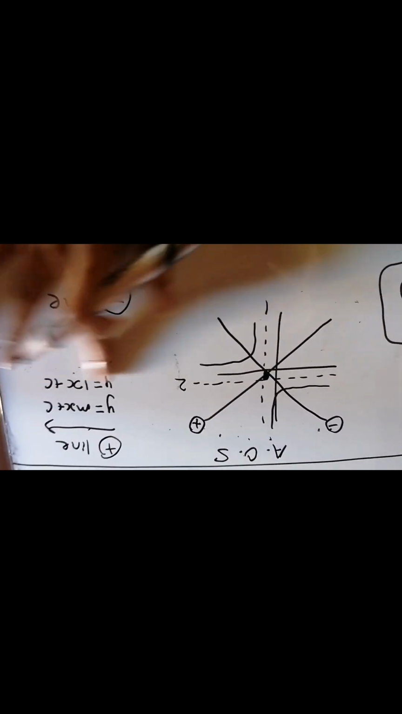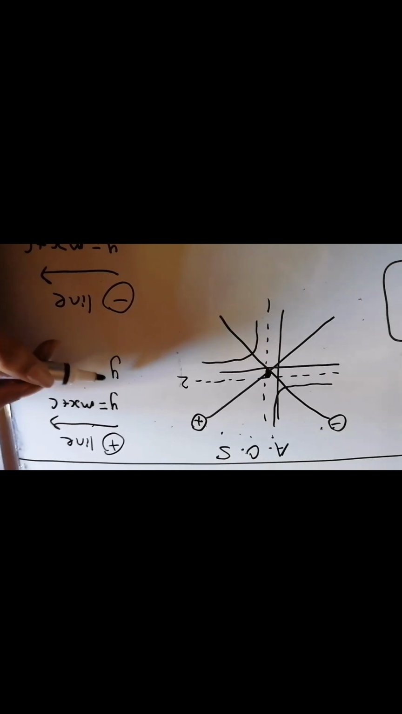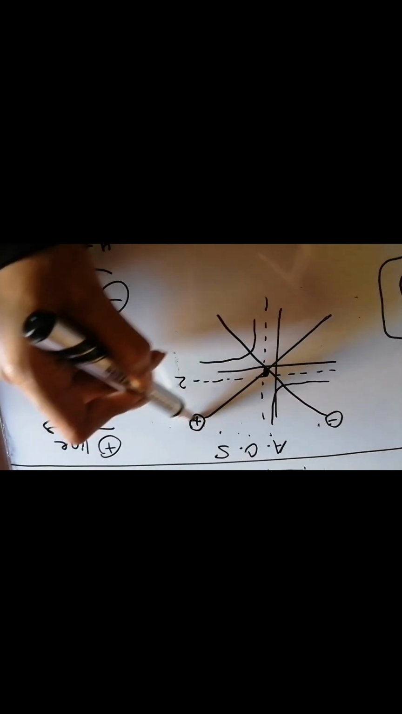Okay, so then if you rewrote this equation, I'm going to take this off and write it on there. If you rewrote the equation, it should read as y is equal to 1x plus 1. Okay, that's for this positive line.